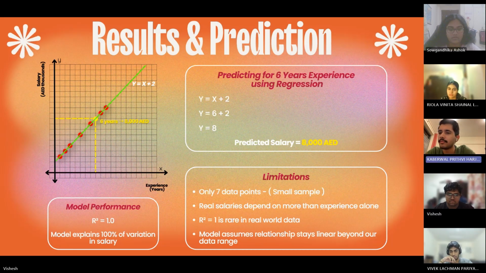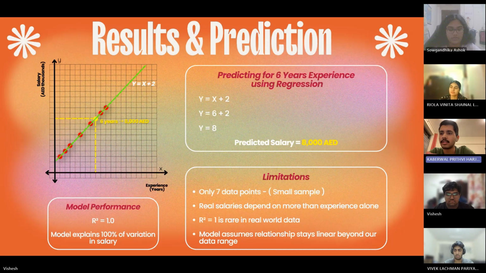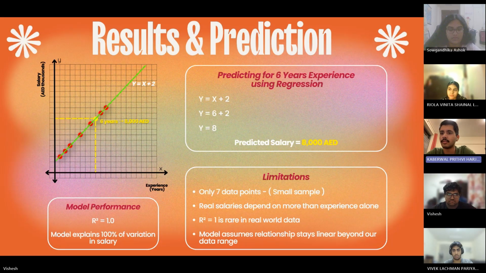The limitations of this are that there are only 7 data points. It is a small sample. If there had been a huge sample, then the accuracy of prediction would have been a lot better and more precise. Real salaries depend on more than experience alone. Real salaries in the real world don't just depend on experience, they also depend on location, education, and a lot of factors, which, when considered, will give a more accurate result. That is one of the limitations of this model.